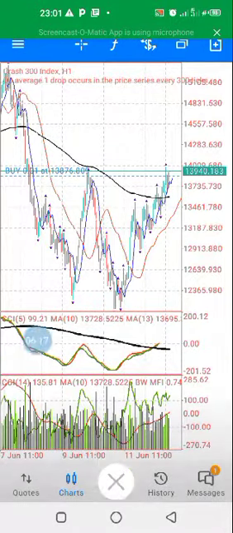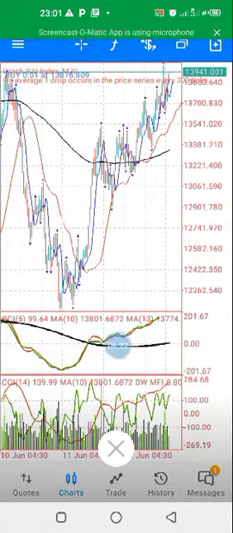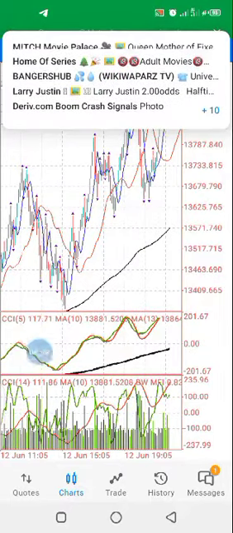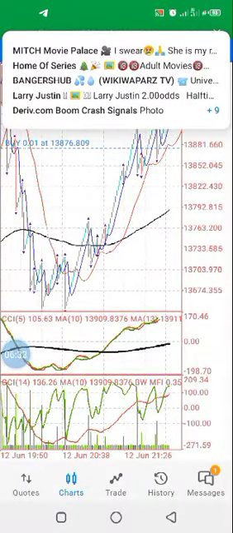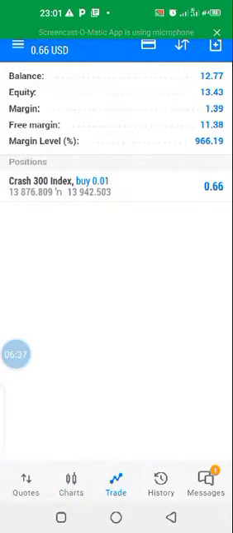Okay, let's check 30 minutes. You can see 30 minutes, the market is what? Uptrend. Okay, let's check 15 minutes. You can see it's already uptrend. Let's check 5 minutes. Same thing, uptrend. Let's check 1 minute. Uptrend. I'm still in profit. You see, I'm still in profit.